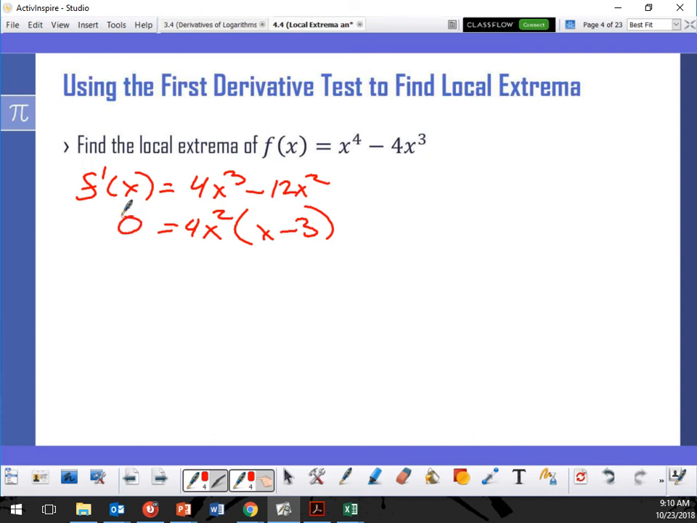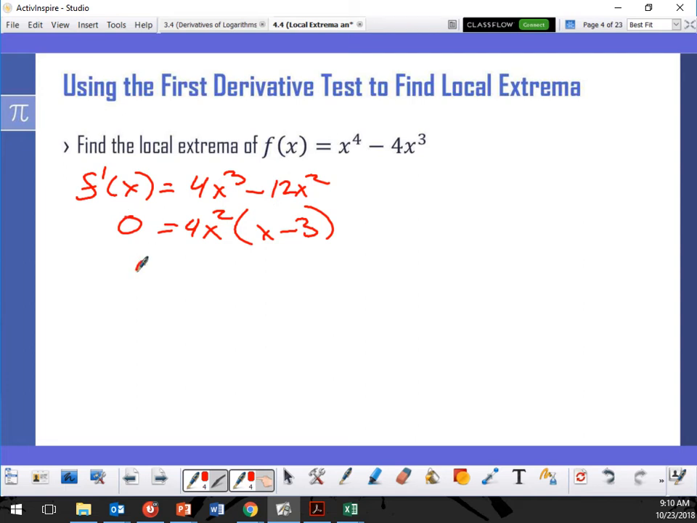So this is going to give me my critical points, right? Now think about critical points. I need to talk about domains too. Is there any place where it's going to be undefined or undifferentiable? No, there's not. Okay, so we're good. All right, so zero product rule.